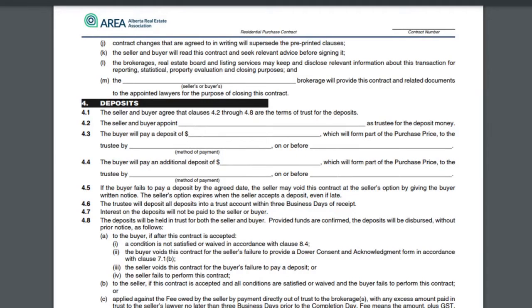Sometimes an additional deposit is put down because maybe there's a long length of time. We want to make sure that the buyer is going to buy the home. So deposit is just one form of recourse if the buyer walks and they've waived all their conditions, and it's just one of the recourses. It doesn't mean that that's the end of it either.